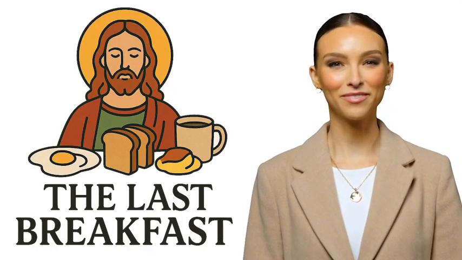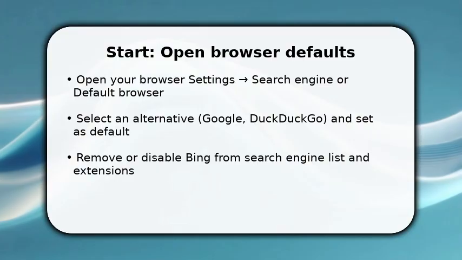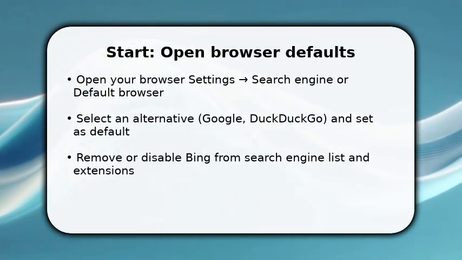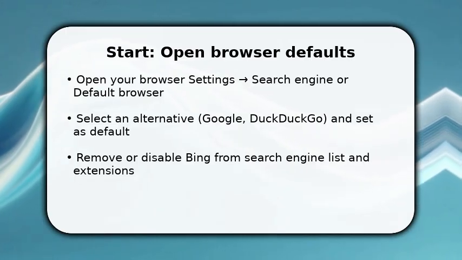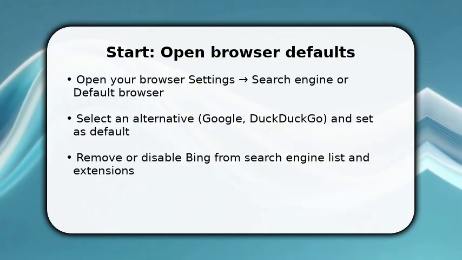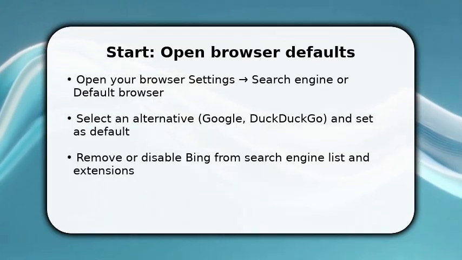Please enjoy the video. You're going straight to Settings. Open your browser's search engine or default browser panel and look at the active provider. Change the default to Google, DuckDuckGo, or another alternative so queries stop going to Bing.